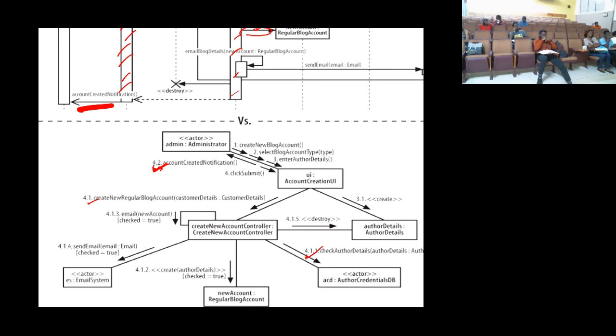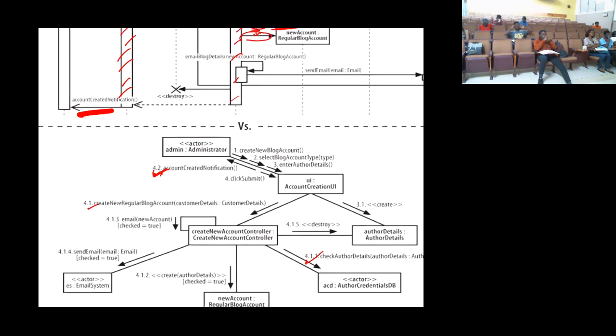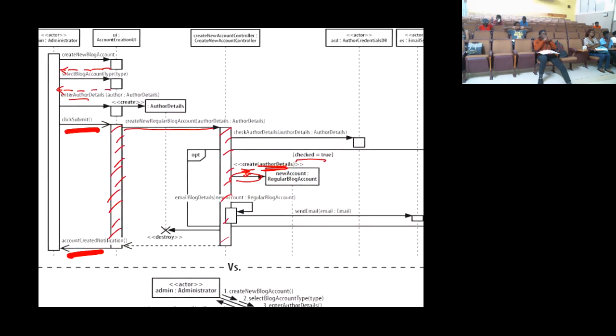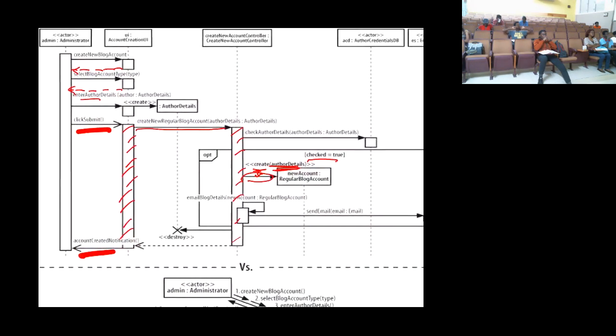But one thing that it makes very clear to you, which the sequence diagram does not make clear, is which objects will interact with which objects at some point during the interaction. It's very obvious when you look at it, for example, that the account creation user interface will interact with the actor as well as the account controller and the author details objects, right? Whereas when you look at the sequence diagram, you'd have to follow the arrows to figure that out. You wouldn't necessarily realize exactly who the UI was interacting with.